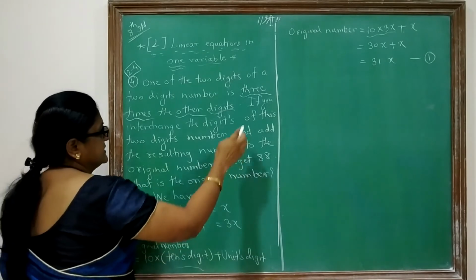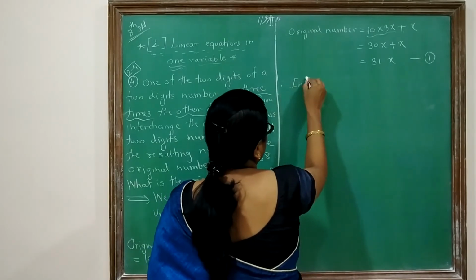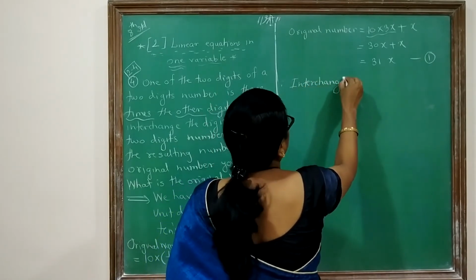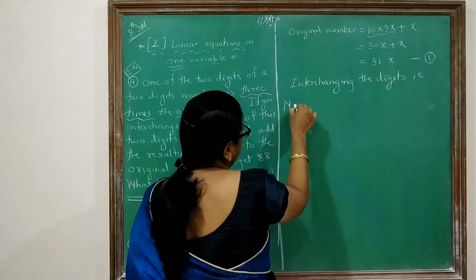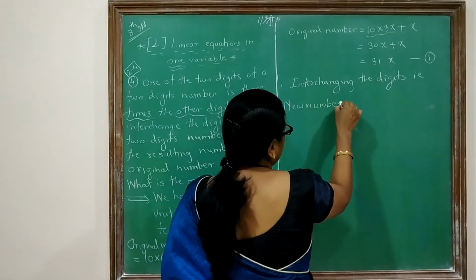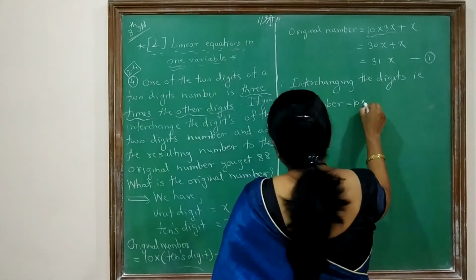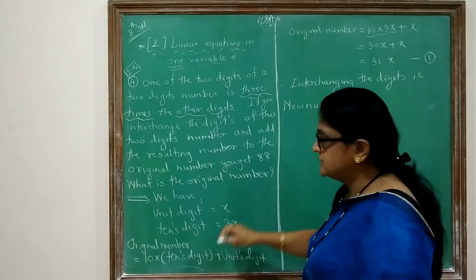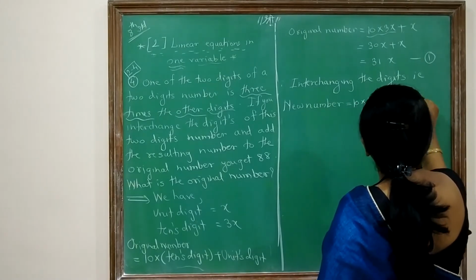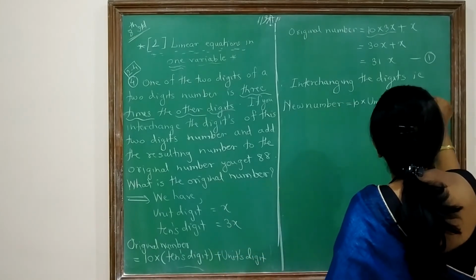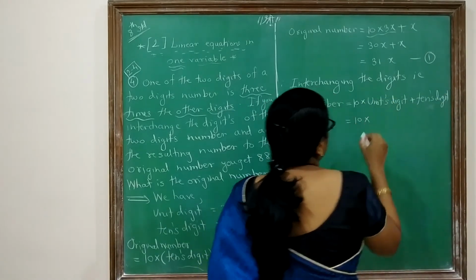Then read the next sentence, that is, if you interchange the digits, then interchanging the digits, that is your new number is, again you will write the formula, but the digits are interchanged, means 10 into, you will write here units digit, and plus tens digit. Then you will write here 10 into, what is your unit digit?